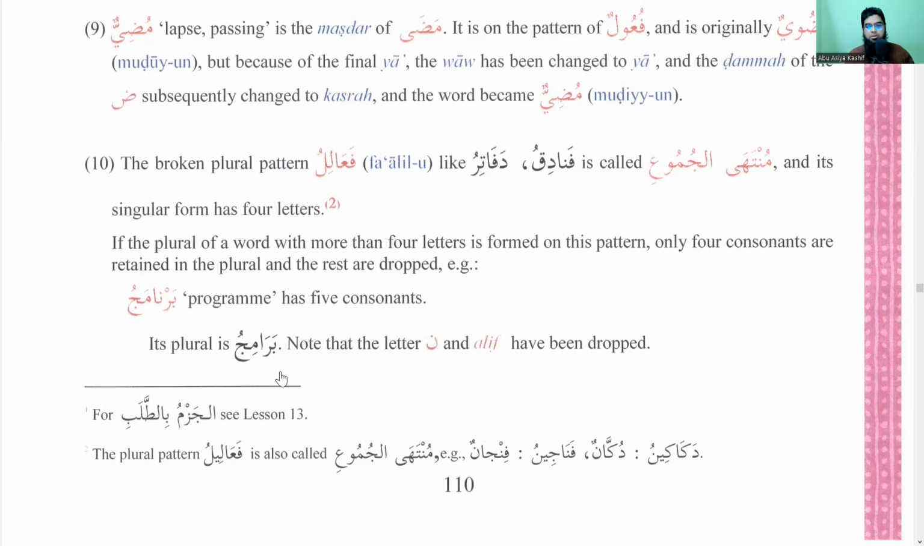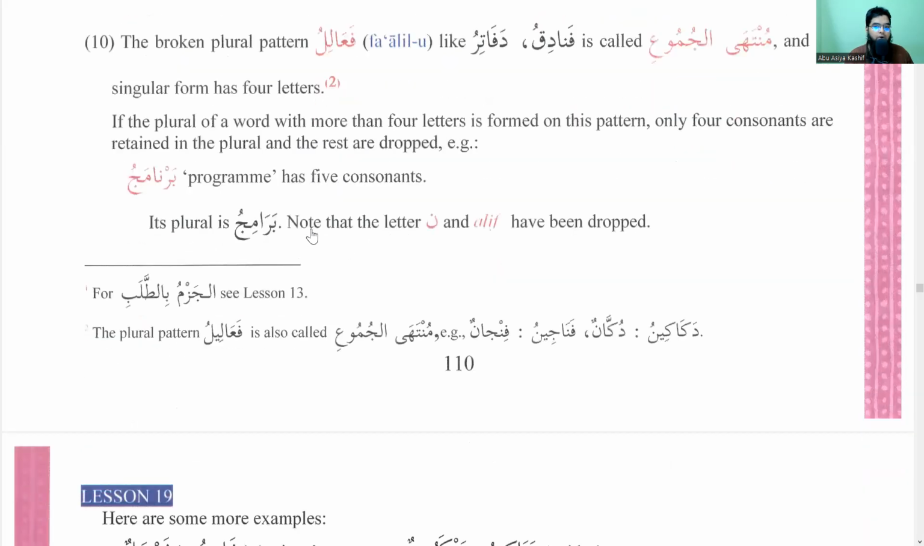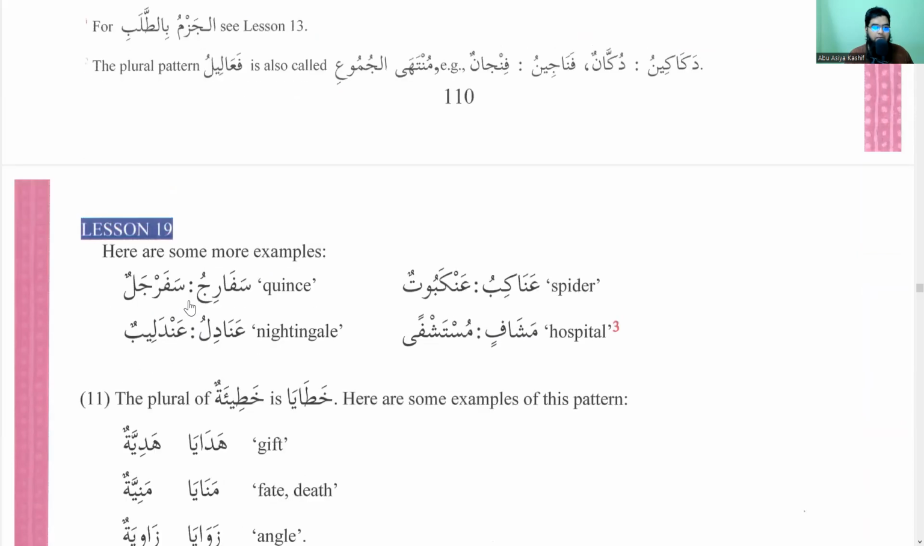Just for easier purpose, because if you make it baranamij again, it's similar to this. So they drop the noon also. Note that the letter noon and alif have been dropped. Banamaj, baramij. The alif was anyways there here, so this also has an alif, so these 2 were deleted, because if you bring the alif again, there'll be 2 alifs now. It's just the word, how it was formed. He's just explaining.